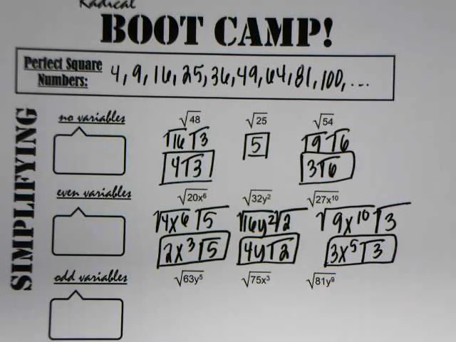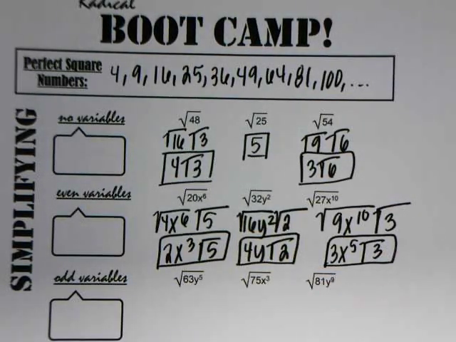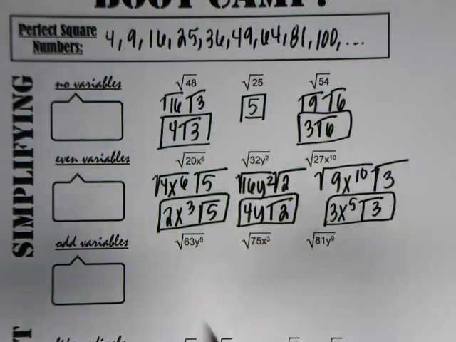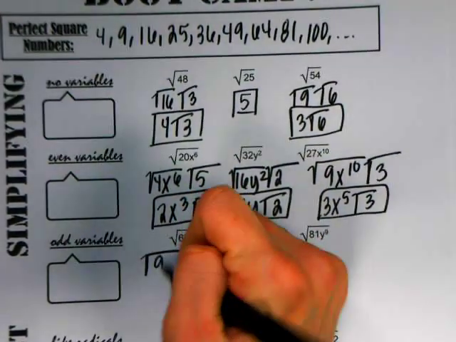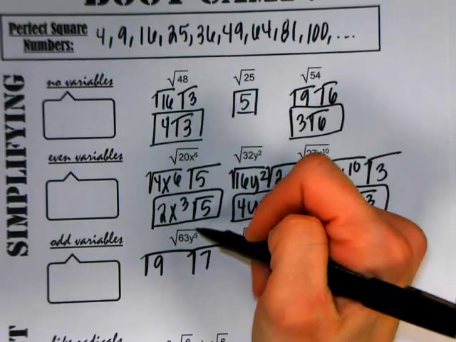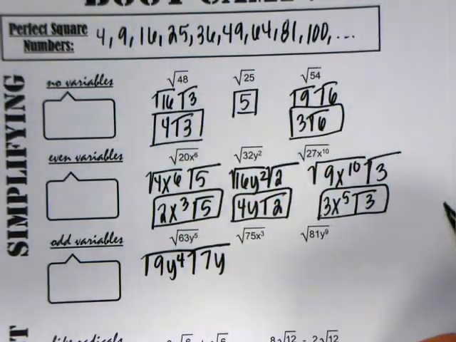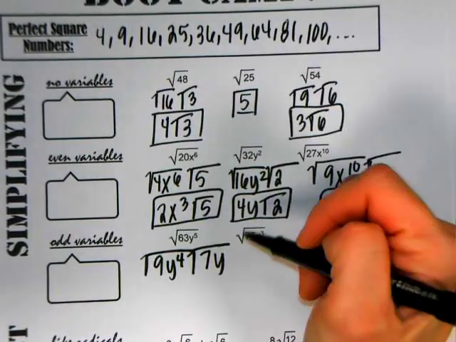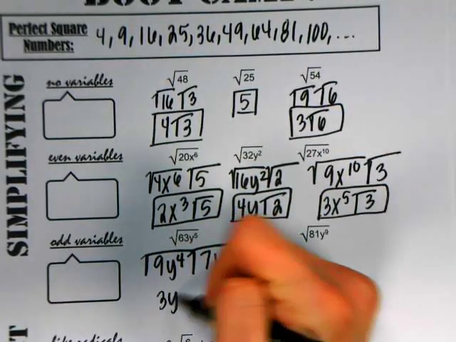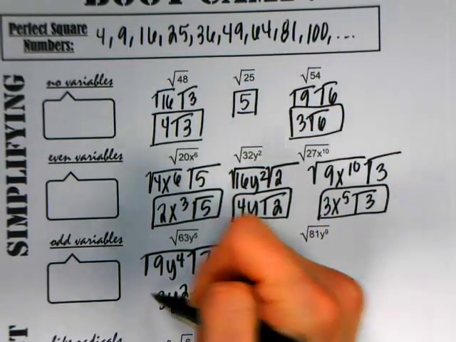And then odd variables, same thing except you're going to have an extra variable in the radical. So for 63, you'll use 9 times 7. And then it's y to the 5th, so I can only do 4 in this one, and then the extra one to make 5 in that one, because you have to do half the exponent. So 3y squared, radical 7y.